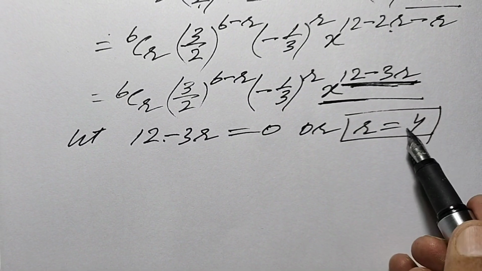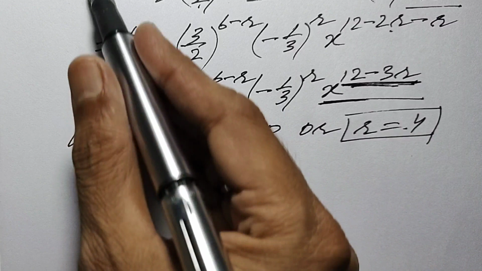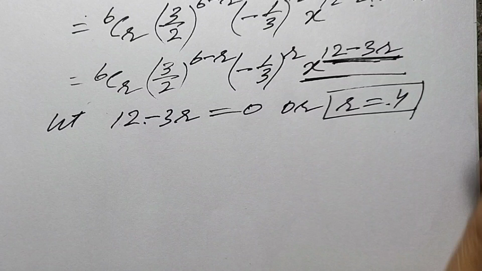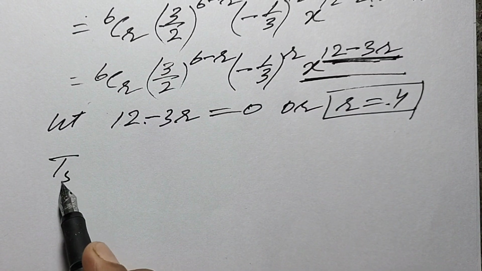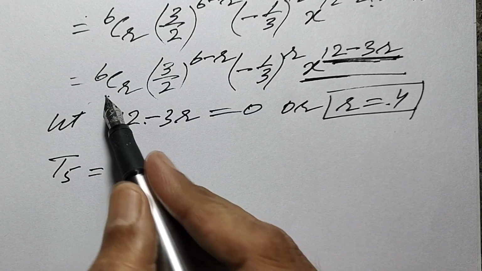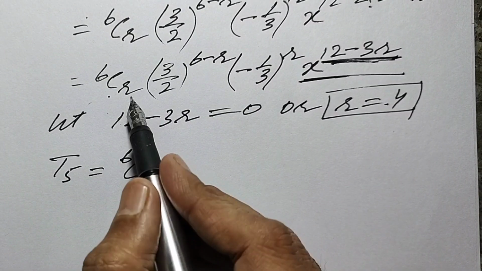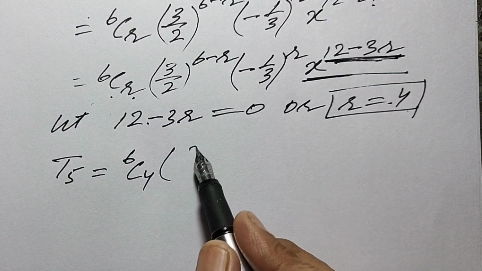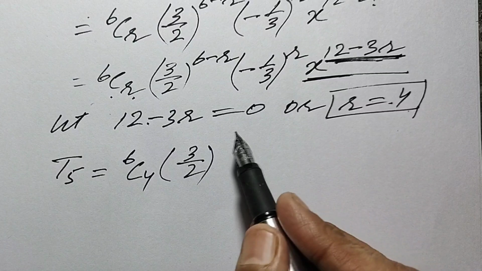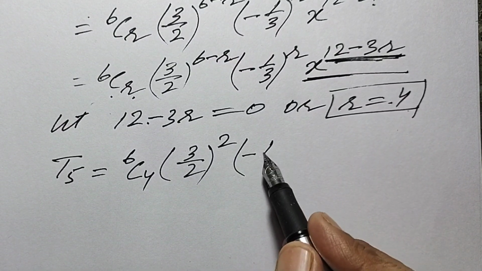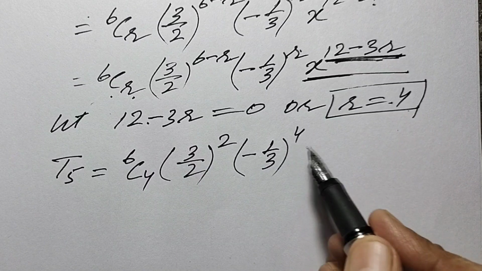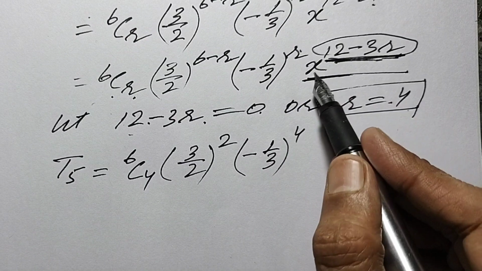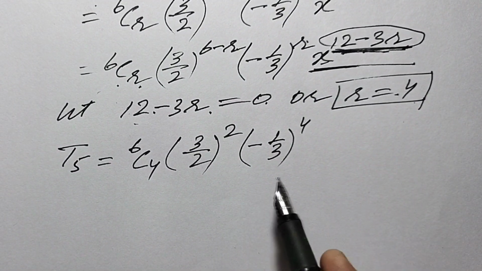So if we substitute r is equal to 4 in this term, because we have T(r+1), it becomes 4 plus 1, that is 5. So on the left hand side we have T5, that means the fifth term will be independent of x, and 6C4, because r is 4, everywhere we have to substitute r is equal to 4, so we have 6C4 into (3/2) raised to the power 6 minus 4, that is 2, and (−1/3) raised to the power 4, and x becomes raised to the power 0 automatically because we have equated to 0. So x raised to the power 0 will be 1. So this term will be independent of x.